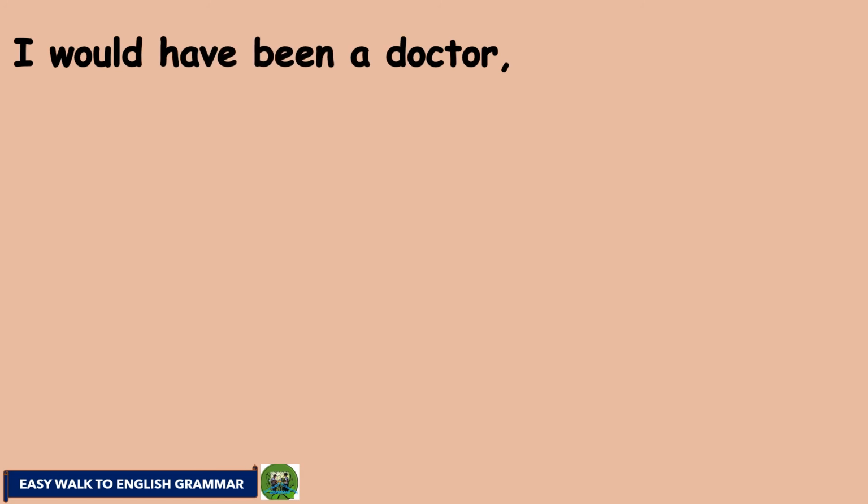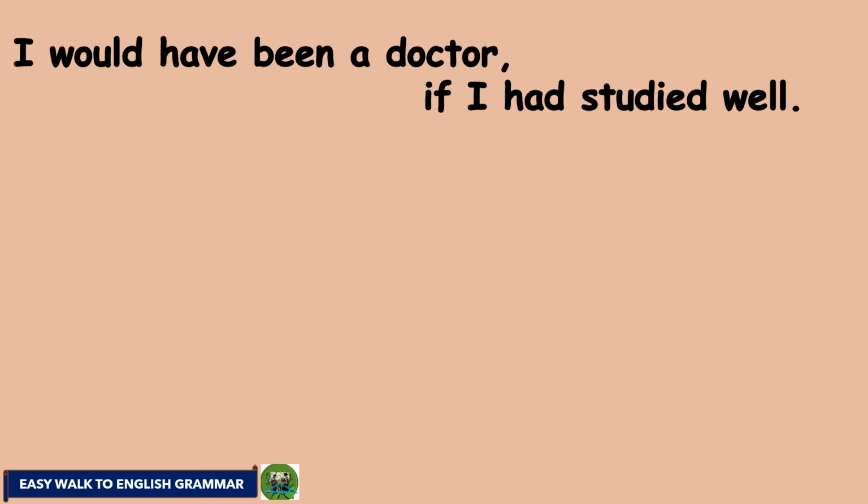Let's use would have been in some sentences as we used could have been a little before. The first sentence is, I would have been a doctor if I had studied well. We used could have been in the same sentence a little before, and instead of could have been, we used would have been here. When we used could have been in the same sentence, we were referring to a past possible ability. When we use would have been in this sentence, we refer to a past possible state of being.